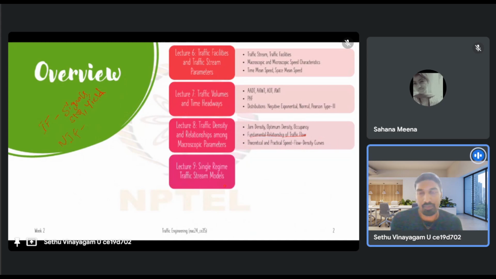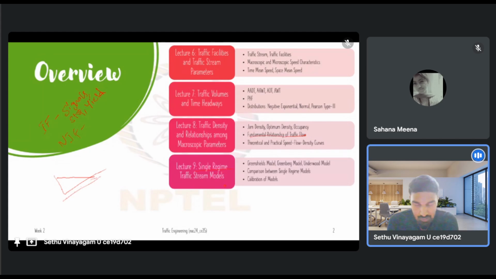So we have the single regime model, which means that these models try to express the relationship using a single equation, right? For example, we have the speed density relationship, a linear, straight line. This means that for every value of density, there is a single equation that tells you what the speed value is, right? A single equation is enough to represent this relationship between speed and density. So the single regime model uses a single equation to describe the relationship between these variables. Within that, there are a number of models.